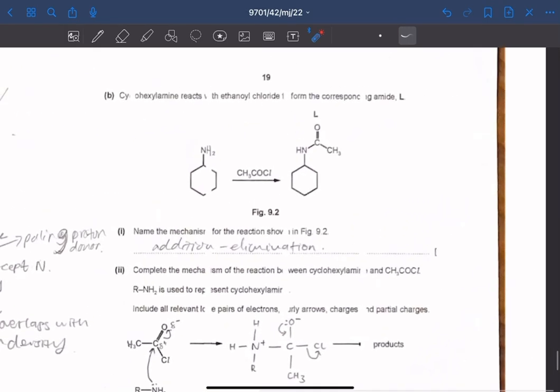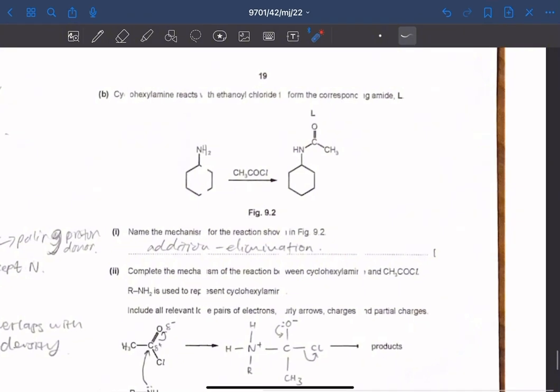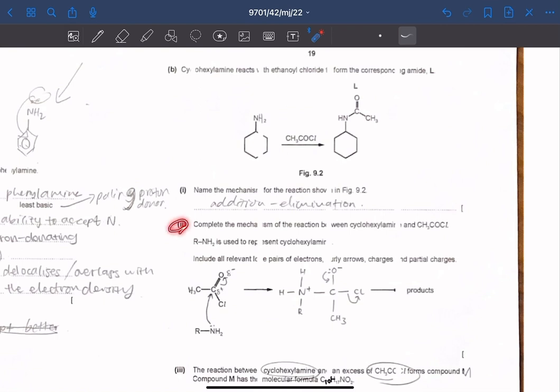Okay, B. Cyclohexylamine reacts with ethanoyl chloride to form the corresponding amide L. So name the mechanism for the reaction shown in figure 9.2. So a reaction that involves cyclohexylamine with ethanoyl chloride, which is an acyl chloride, will obviously be an addition-elimination reaction. So for BII, complete the mechanism of the reaction between cyclohexylamine and CH3COCl, which is an acyl chloride.